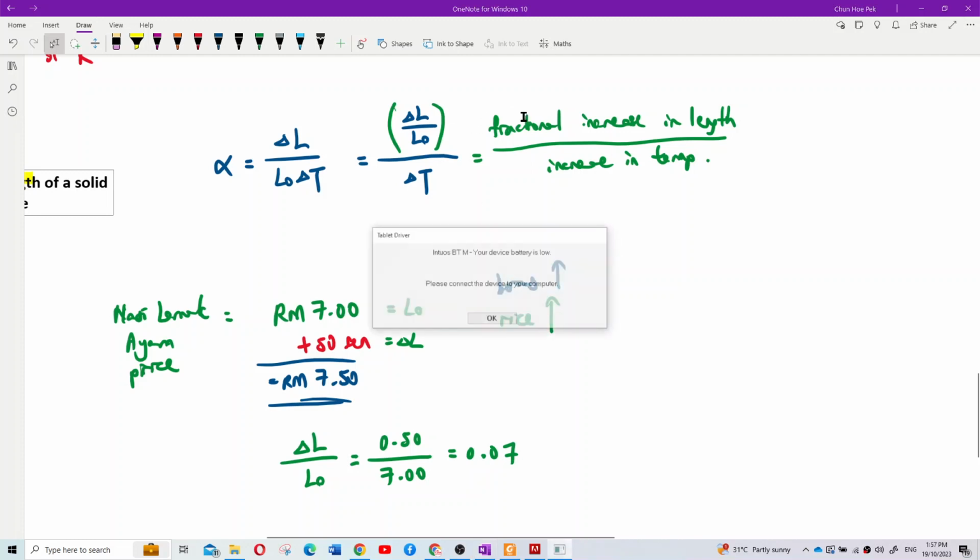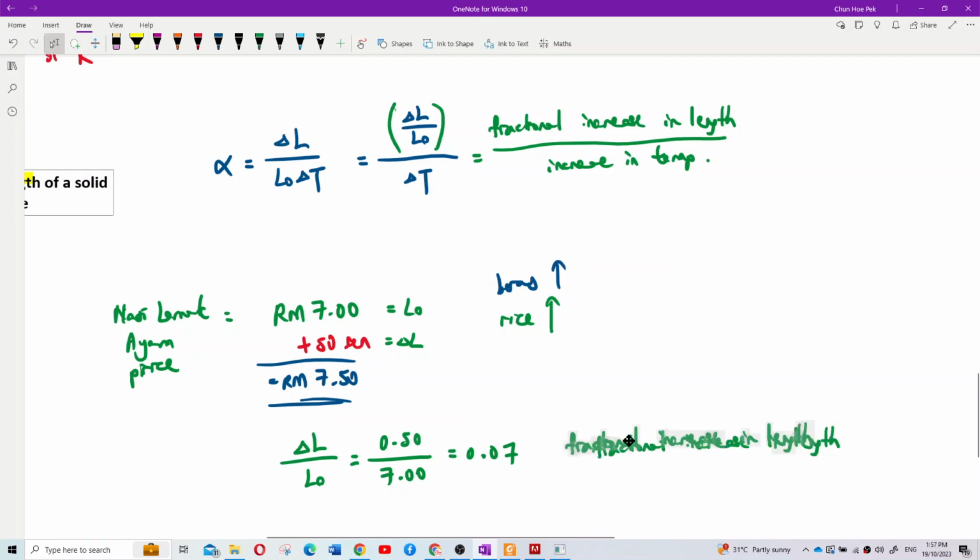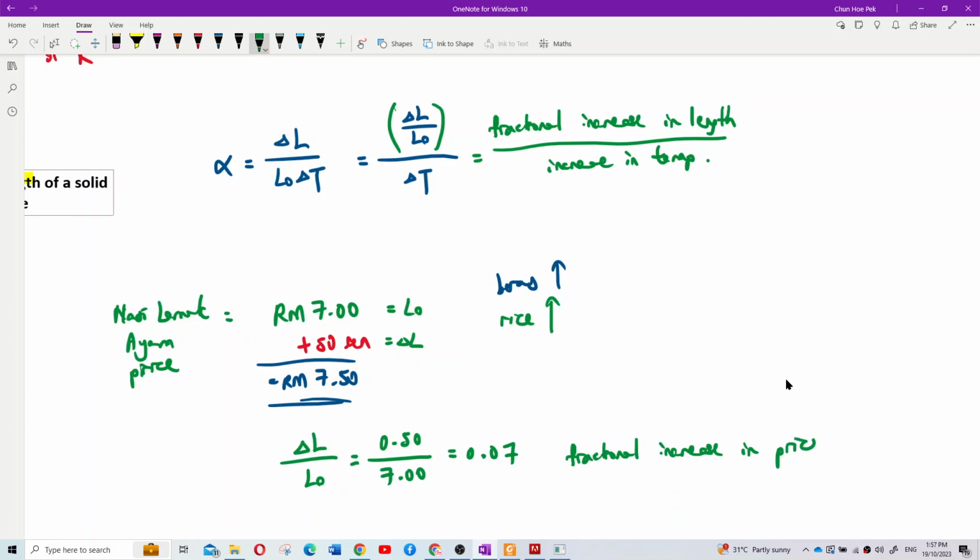This is the fractional increase, not in length, but in the price of nasi lemak. Understand? If I multiply by 100%, what do I get, class? I get a 7% increase in the price of nasi lemak. Because they increased by 50 cent, every plate of nasi lemak I eat now has a 7% increase in price.